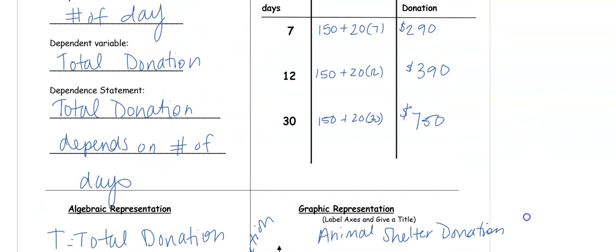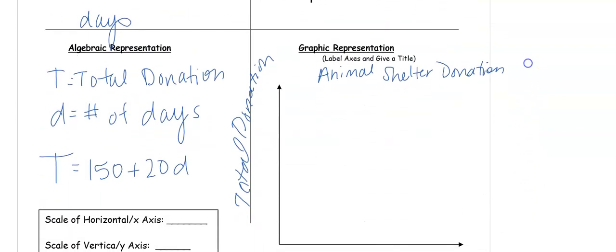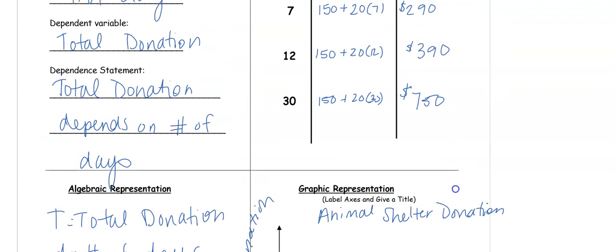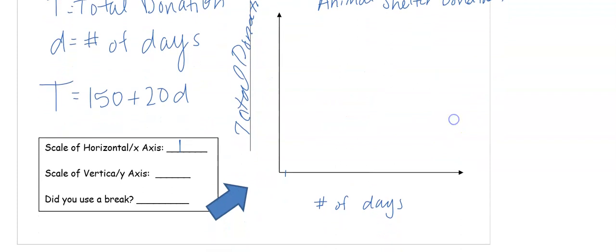Okay, so in order to do this, we have to get 7, 12, and 30. So we have to get up to 30 based on our numeric. So I'm just going to go up by 1. Our vertical, though, we have to get all the way to 750. I'm going to again go by 50s, but I'm going to use a break. Okay, I'm going to show you how that works.